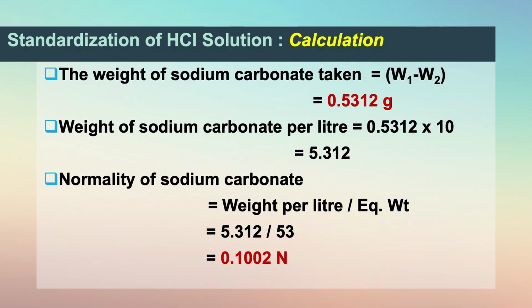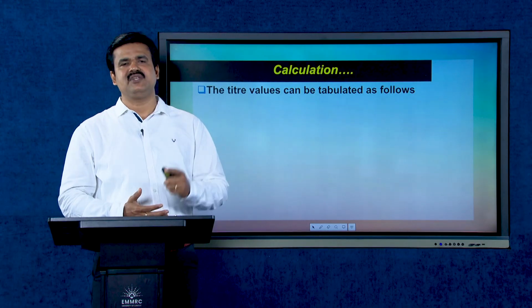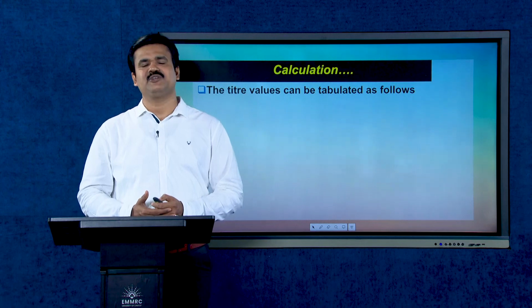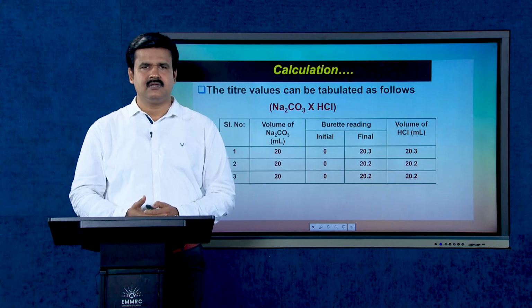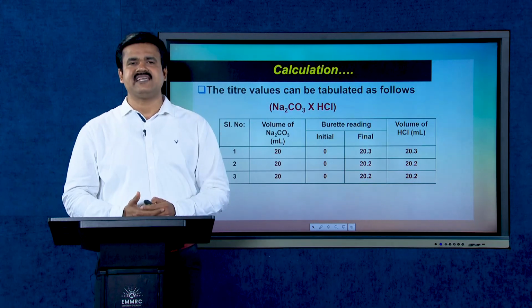Now, normality of sodium carbonate solution is obtained as normality equal to weight per liter divided by equivalent weight. Weight per liter is 5.312 gram, which is divided by 53, the equivalent weight of sodium carbonate. You will get the normality of the solution as 0.1002 normal. Now, you already performed the titration between sodium carbonate and the given hydrochloric acid, and the titer values of that titration are already tabulated like this. This is the titration Na2CO3 against HCl.